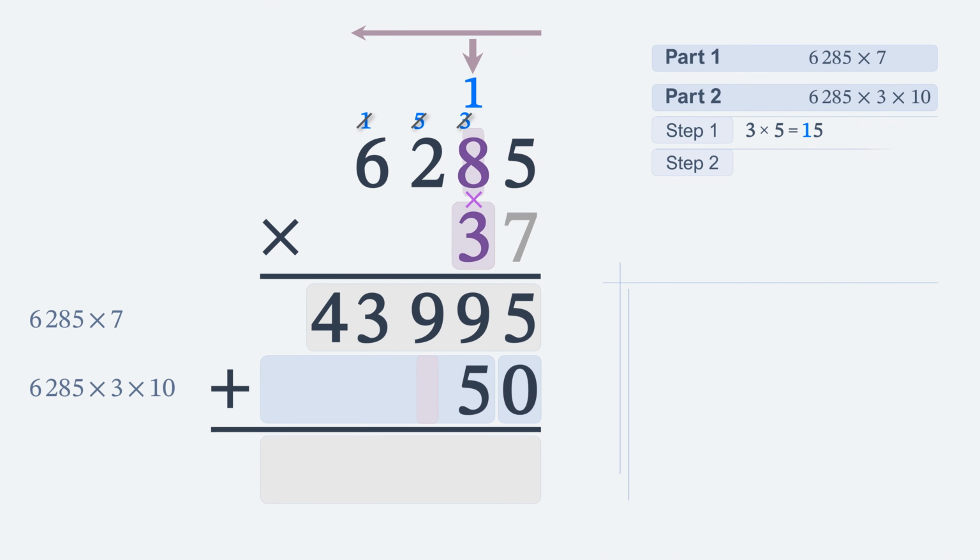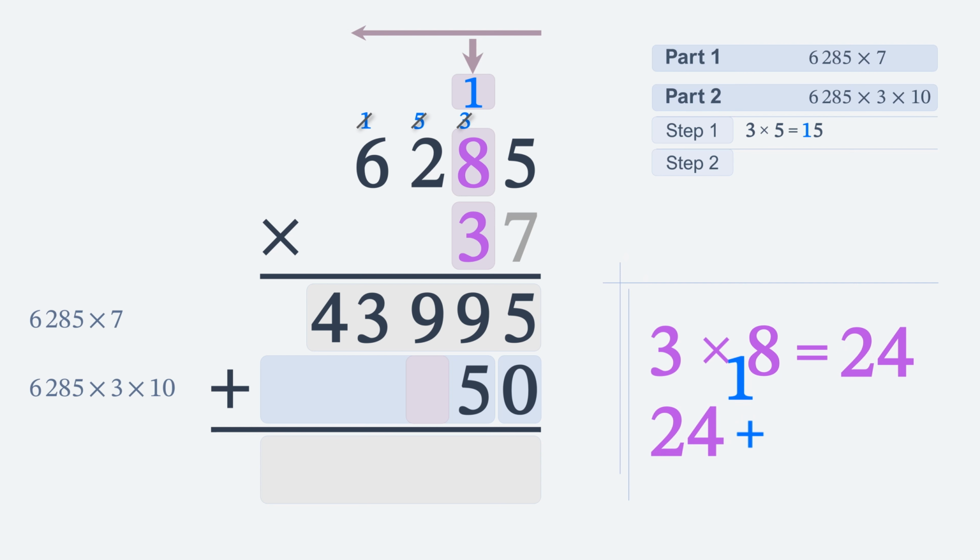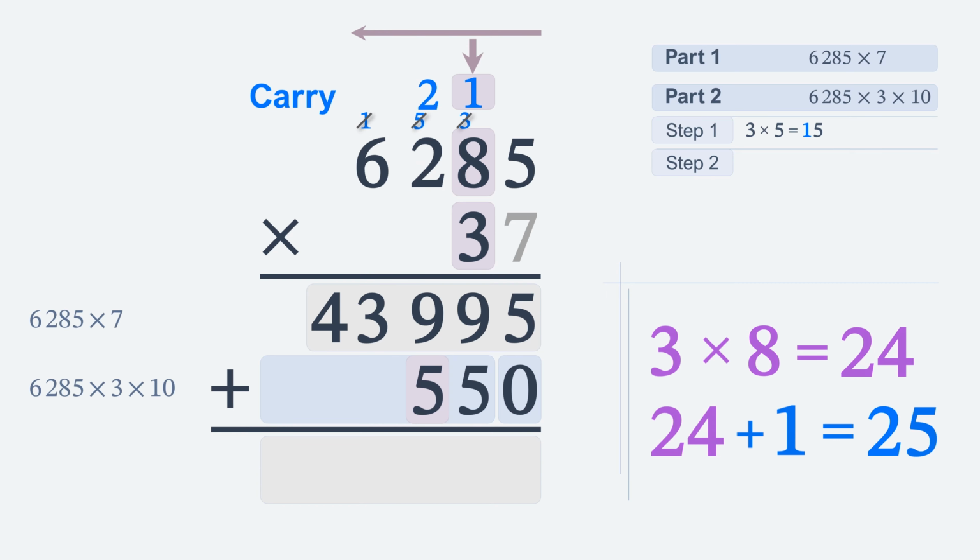Now we can do the second step. 3 times 8 equals 24. Since we carried 1, we add it to 24. 24 plus 1 equals 25. It's a two-digit number, so we have to carry again. We write 5 in the hundreds place of our answer and carry 2 up to the top of the hundreds place column.